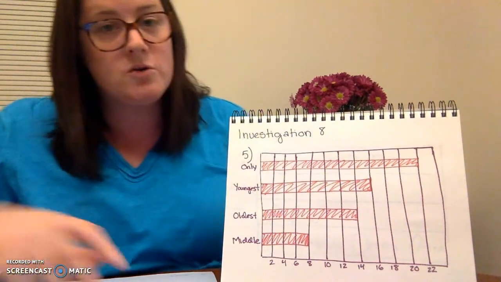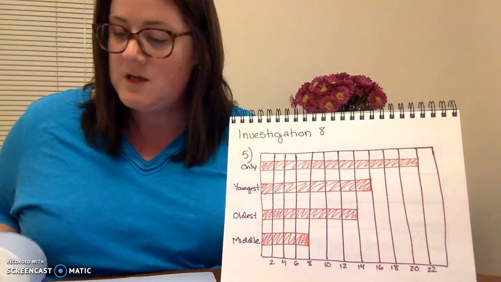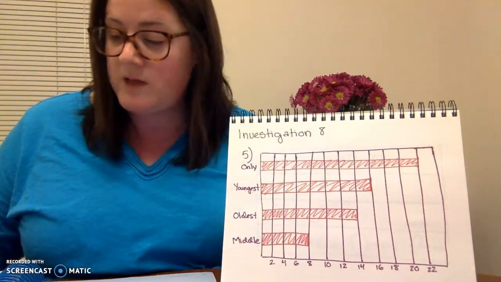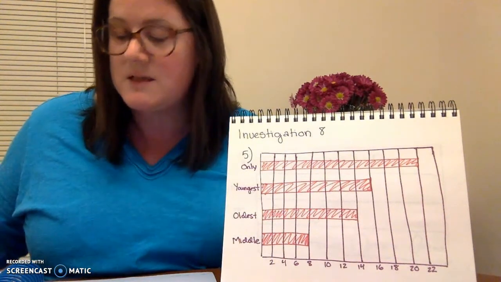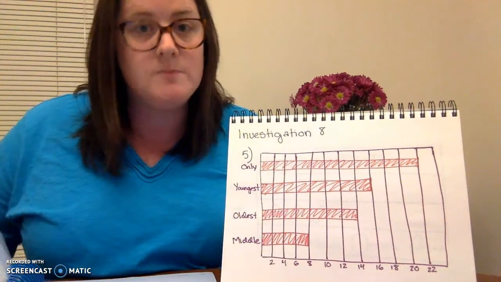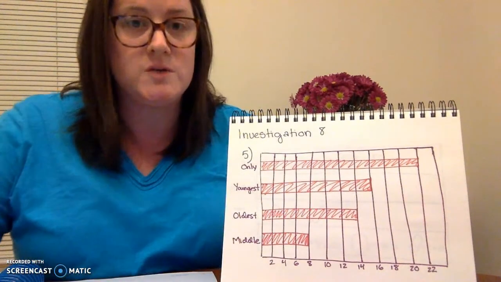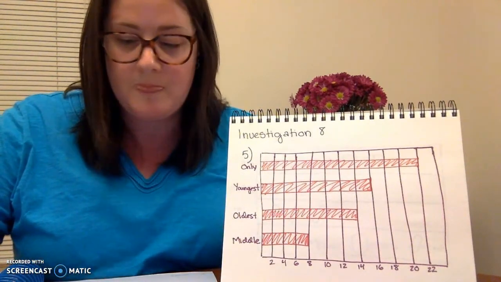Now, how many children prefer hot dogs? So we just do the same thing again. We count how many hot dogs we have. 1, 2, 3, 4, 5, 6. And we have to multiply that by 4. So 24 children chose hot dogs as their favorite food.